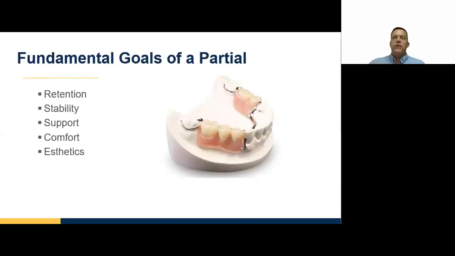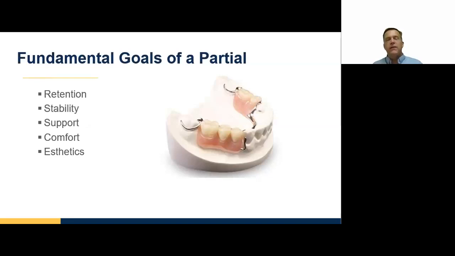But this gets to the finish of it. It gets to the extension of it, gets to the design. We need to avoid large undercuts under our clasps and stuff to make sure that we're not creating big food traps that will be uncomfortable. And then we want to make sure that especially our borders are not overextended to create sore spots.